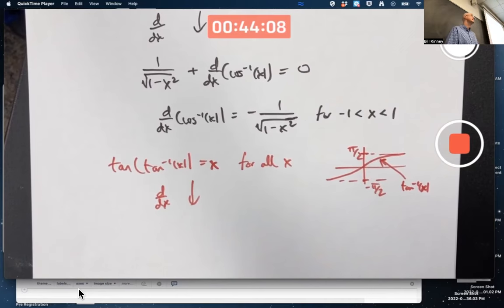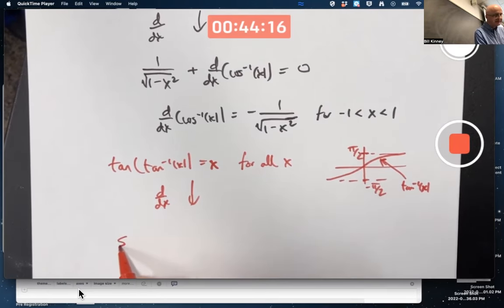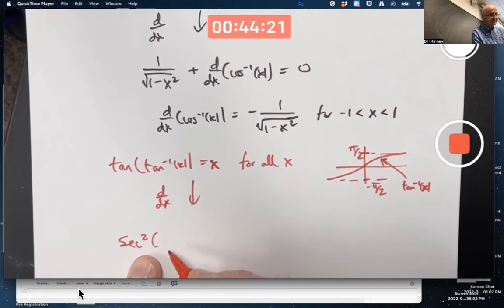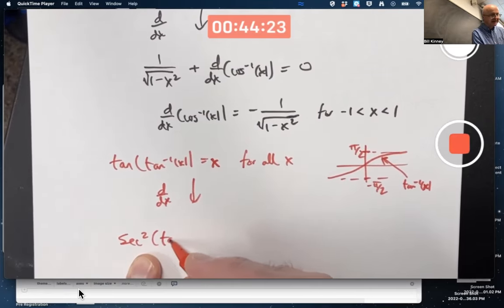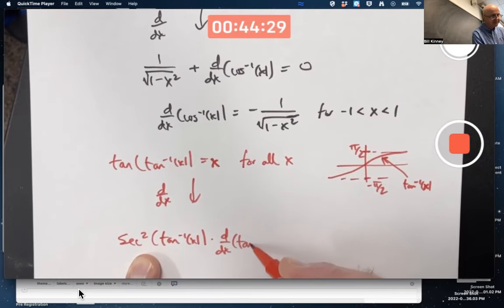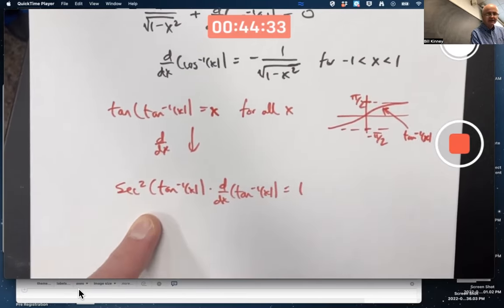We did this on Monday, right? Secant squared, remember that? Secant squared, that's the derivative of tangent. The outside function here, plug in the inside function, I'm using the chain rule now, times the derivative of the inside function. And the derivative of x on the right side is just 1 again.